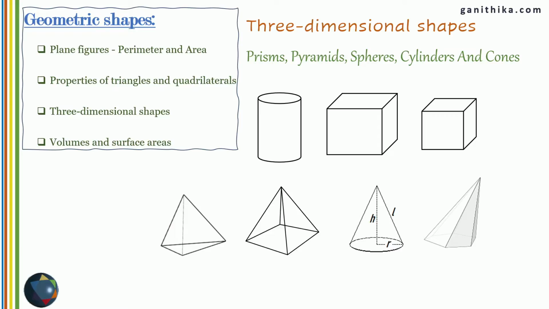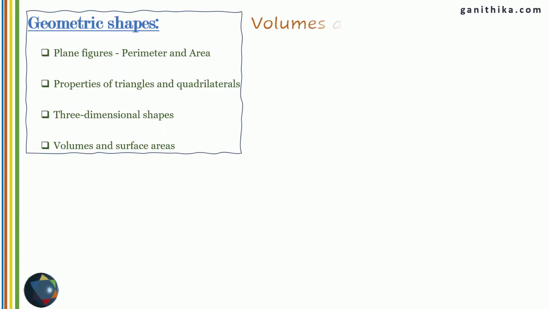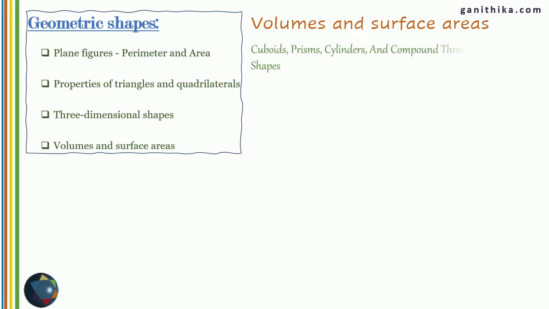The most important three-dimensional shape is a sphere, and you will be learning a lot with spheres in DP classes. So let's proceed further to see the volumes and surface areas of the three-dimensional shapes. The shapes that we are going to see are cuboids, prisms, cylinders, and compound three-dimensional shapes.